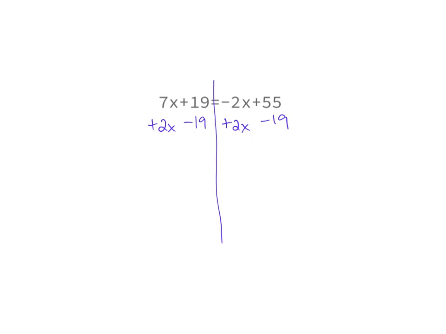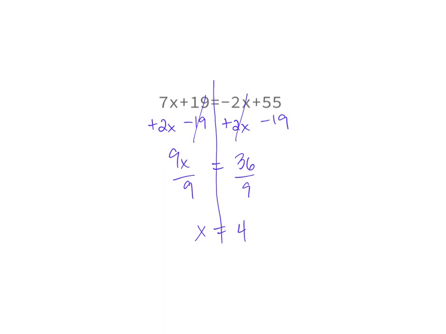And then you just combine like terms on each side. So 7x plus 2x is 9x. 19 minus 19 is 0. Drop your equal sign down. Negative 2x plus 2x is 0. And then 55 minus 19 is 36. And divide both sides by 9. And x equals 4. So whichever way you choose is fine. This works really well for some people and not for others, so do what works for you.